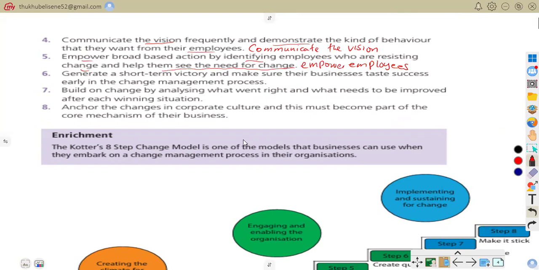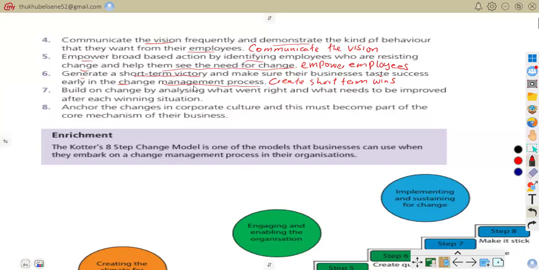On a new system. Generate a short-term victory and make sure that the business tastes success early in the change management process. So here, create short-term wins. That is that. Meaning to say, you achieve quick success to motivate the staff. For example, completing the first phase of a project.